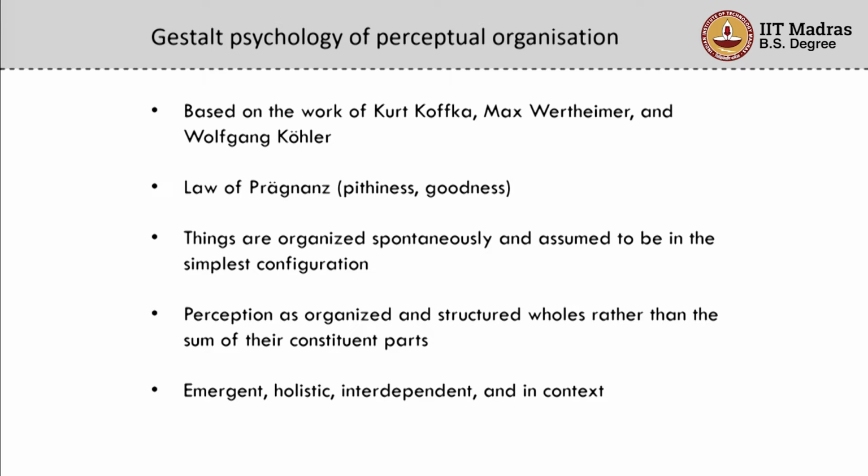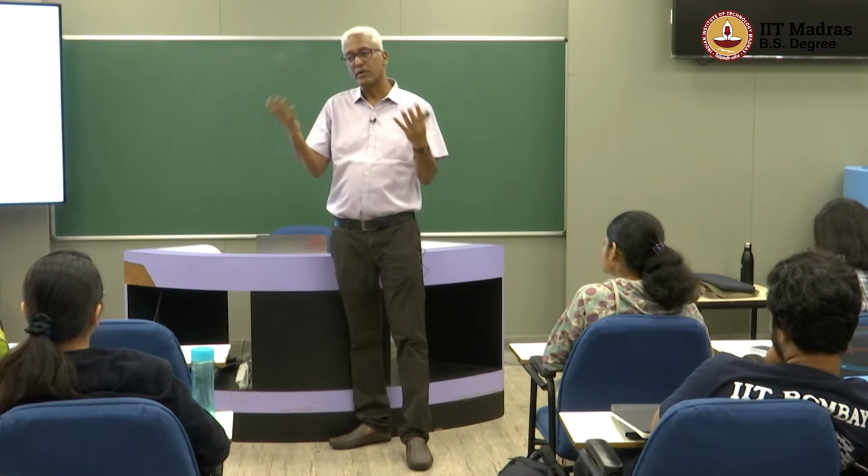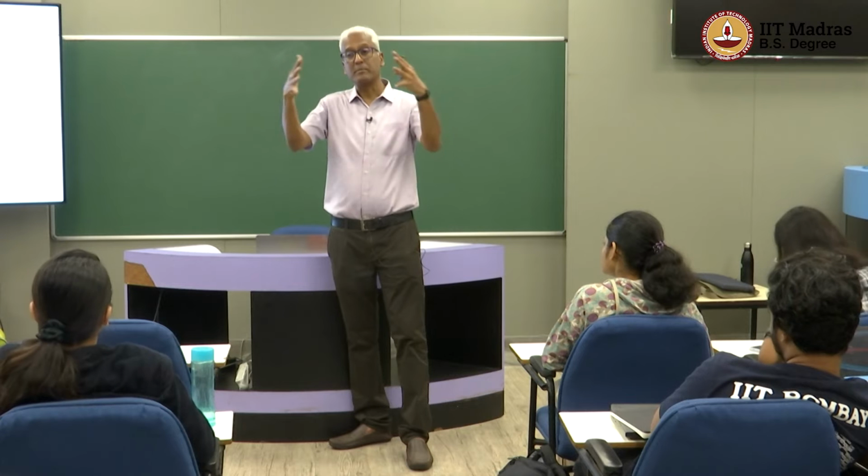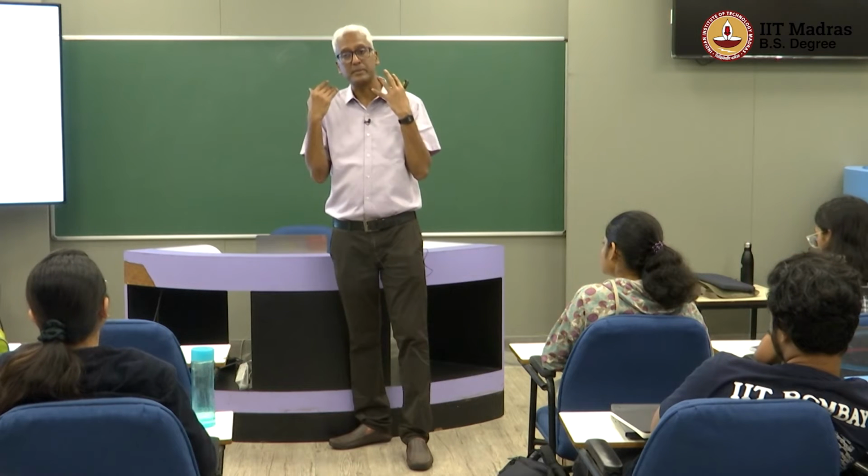Okay, and this is very important. Perception as organized and structured wholes rather than their constituent parts. People see the whole rather than the parts. We perceive the whole, not the parts. And the visual properties are always emergent, holistic, interdependent, and in context. Meaning that we don't isolate a visual variable and read it, right? We always read it in context, so, a color in the background of other colors, or next to other data. So, it is the emergent property of the visual representation that we perceive.